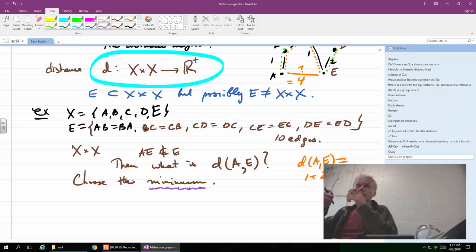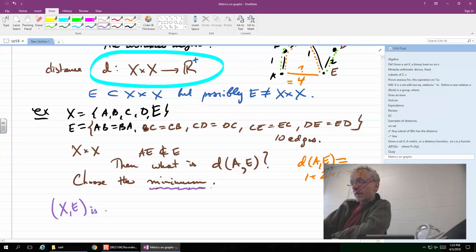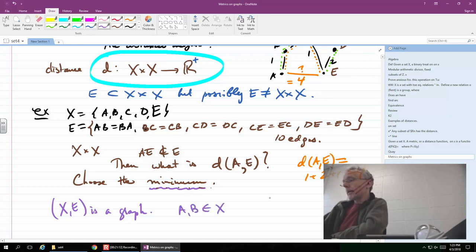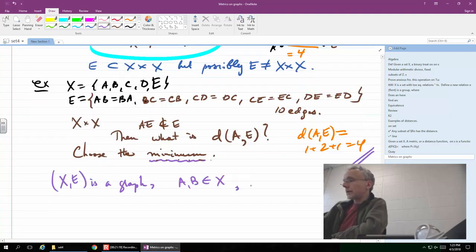Can you define a route? So you have a graph. Suppose X, E is a graph, and there are two points, A and B, belonging to X. Define a path. How about route maybe? How about a path between A and B?